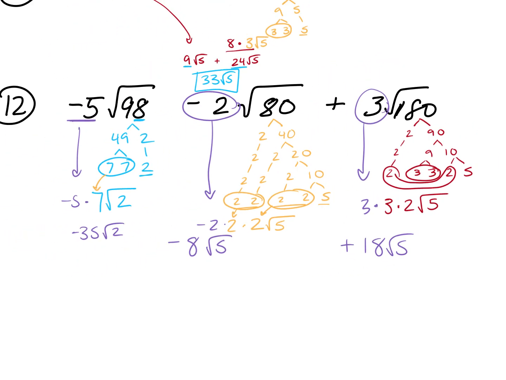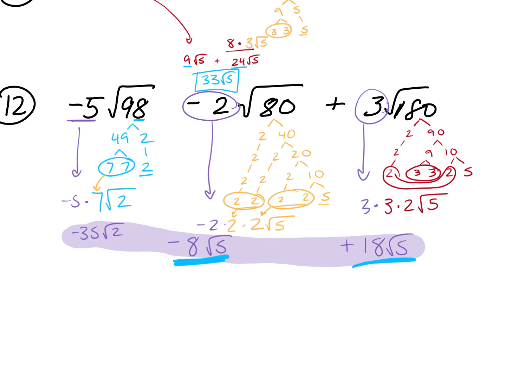Now I'm going to add these 3 together. Can I combine all 3 of them together? No, why not? Because the square root of 2 is not a like term with the square root of 5. So we can add these 2 together, but that square root 2 does not go with them.